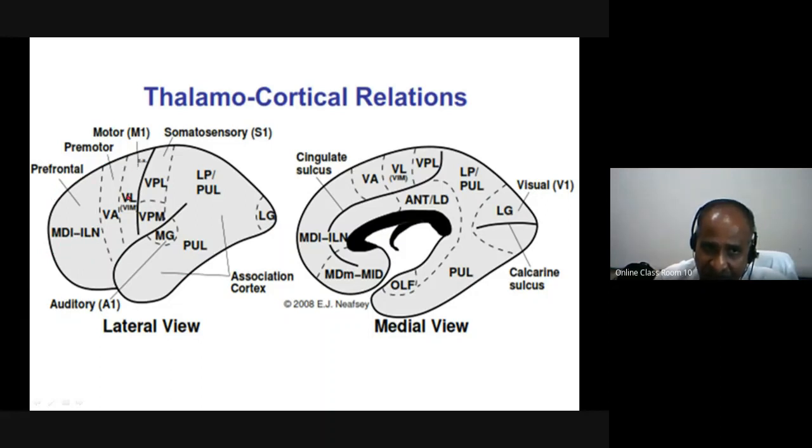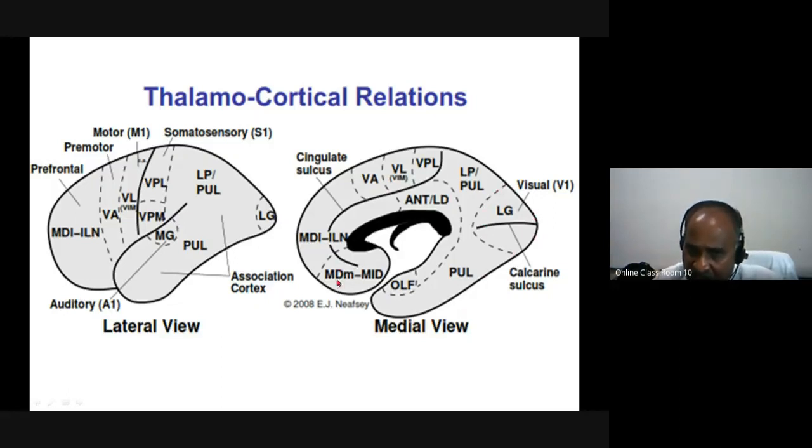Then ventrolateral is for the cerebellar to the premotor cortex, ventral anterior basal ganglia to the premotor cortex, and then the entire connections. The same thing here in a sagittal section. You can just see that this is the ventro-anterior. This is where it is represented. Ventrolateral cerebellum. This is basal ganglia. This is somatosensory area. This is a pulvinar connection. This is a lateral geniculate body. That is a visual connection.